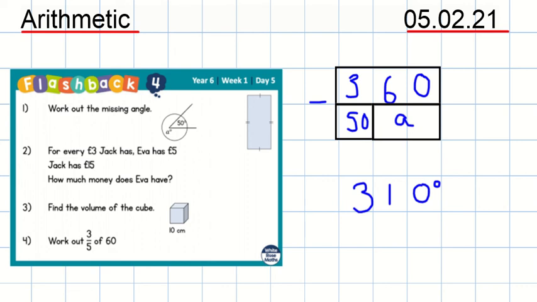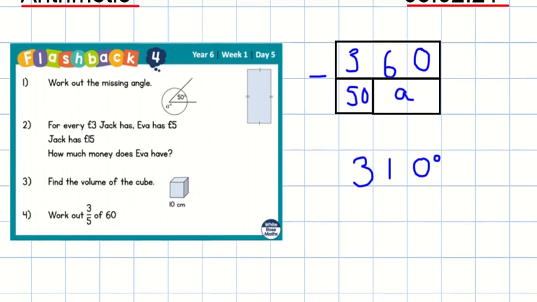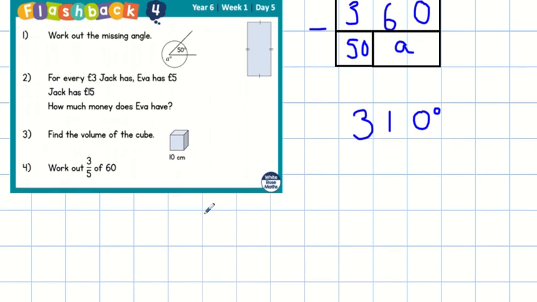Okay, let's have a look at our ratio question then, number 2. We're taking our thinking a step forward today to apply our ratio knowledge to a word problem. So, for every £3 Jack has, Eva has £5. Okay, I'm going to do a jotting then. So Jack has £3 and Eva has £5. For every £3 that Jack has, Jack has £15. How much money does Eva have?